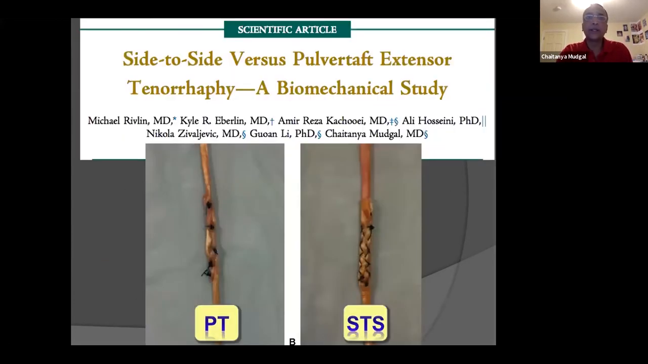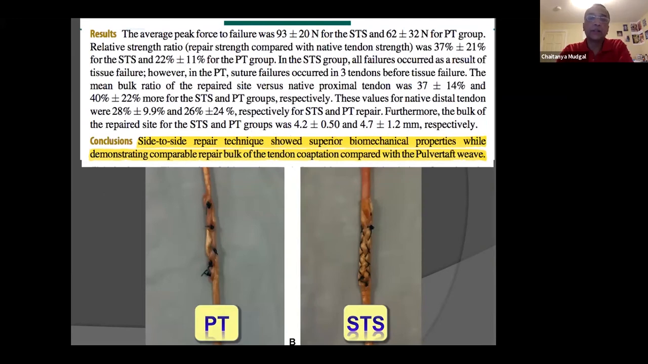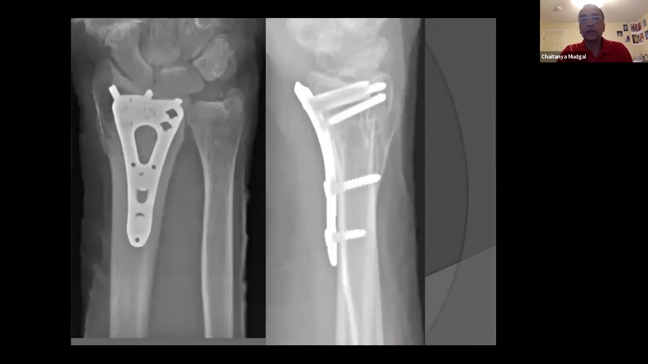How do you repair it? You can either do a side-to-side or a Pulvertaft weave, and we evaluated them in the lab. And what we found was that the side-to-side repair technique showed superior biomechanical properties, and the bulk was comparable to that of the Pulvertaft weave. So with that said, let's move on to some interesting cases.